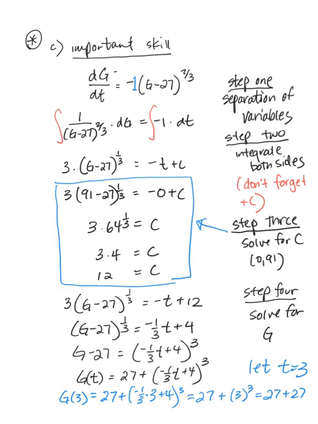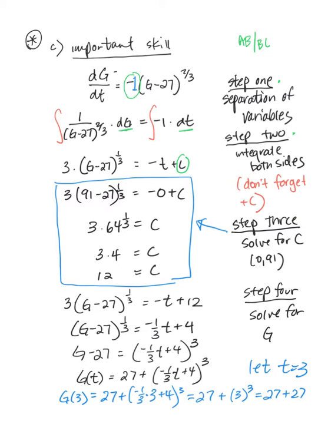All right, part C is a very important skill for both AB and BC students. It's called solving by separation of variables. And so I'm given my differential equation dg dt, and I'm just going to put a little negative 1 right there in front. The first step, step 1, is to separate your variables, meaning anything with a g goes over here on the left-hand side, anything with a t or your constant's going to stay on the right. Okay, so that's step 1. Step 2 is to integrate both sides, and obviously don't forget your plus c right here. You don't want to forget that.